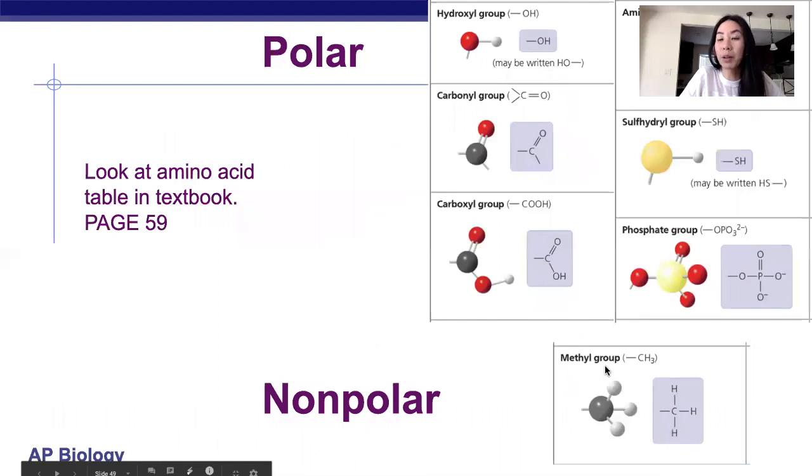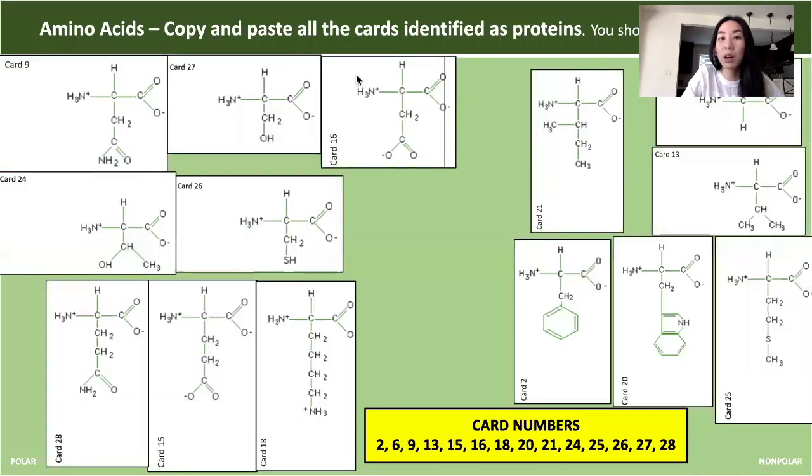Now, this is the part where, if we were at school, I would practice a little bit more with you, but since we were out of time, we didn't get to practice as much. So I hope you're able to identify functional groups as polar or nonpolar. Remember, the only one that's nonpolar is methyl. This is related to page 59 in your textbook, where it lists all the amino acids and whether they're polar or nonpolar. For your pattern matching, I'm gonna show you just how I sorted it here.